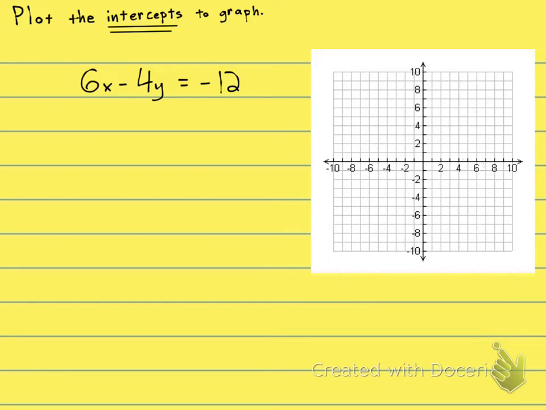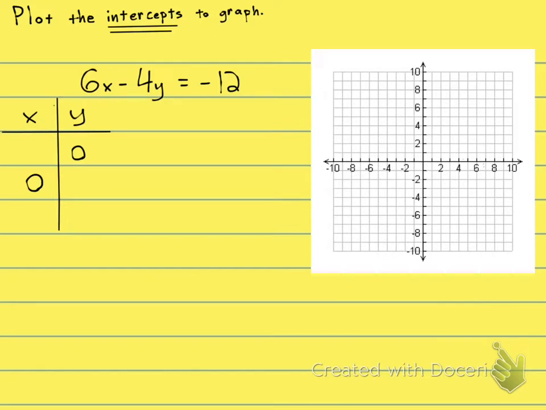So, hey class, how do you find intercepts? Well, to find the x-intercept, you plug in a 0 for y. To find the y-intercept, you plug in a 0 for x. Now, we always pick a third point just to make sure that your line is correct, in case you make a mistake for one of those two.